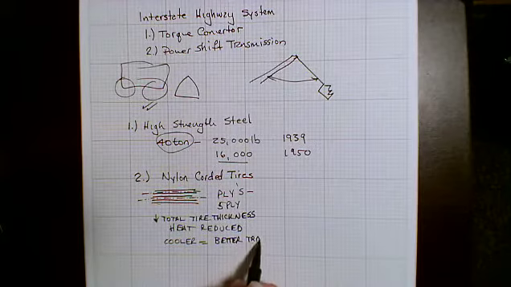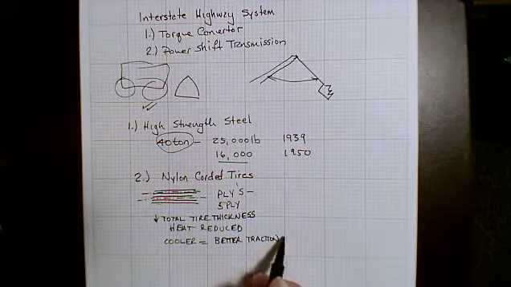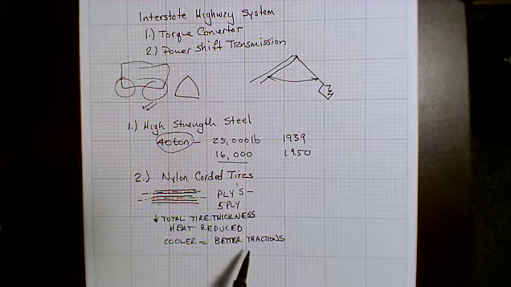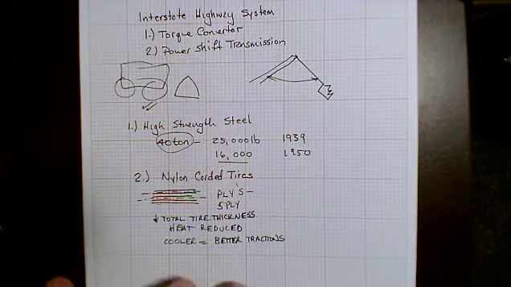So we have lighter tires, which is good. They're much stronger, which is very good. And they run cooler, which means we get better traction.